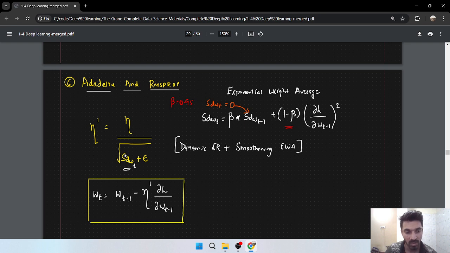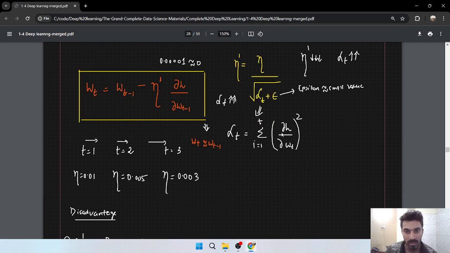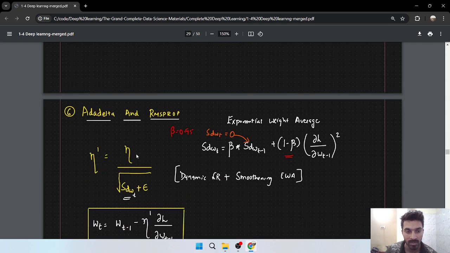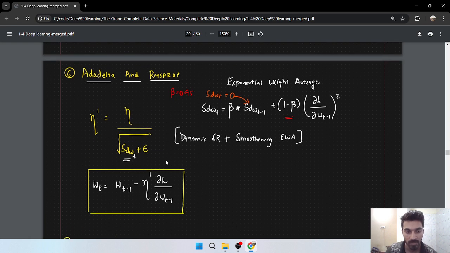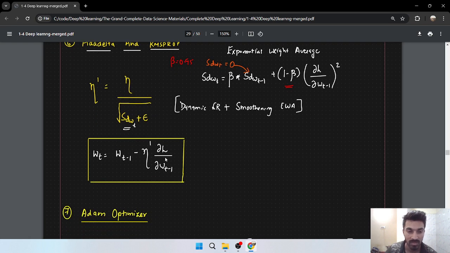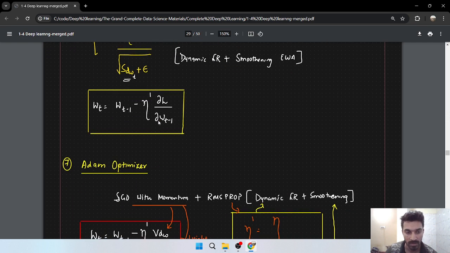Alpha t is basically your error, equal to the summation of the differentiation of loss with respect to w. So in that we have applied a smoothing factor so that our weight updation will happen in a good way.